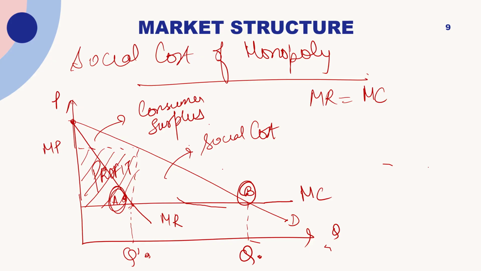So that is all for today. We studied about perfect competition. We studied about monopolistic market. In our next classes, we'll be studying more about market structure.